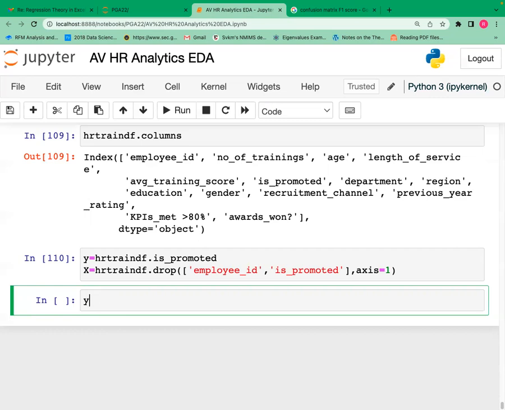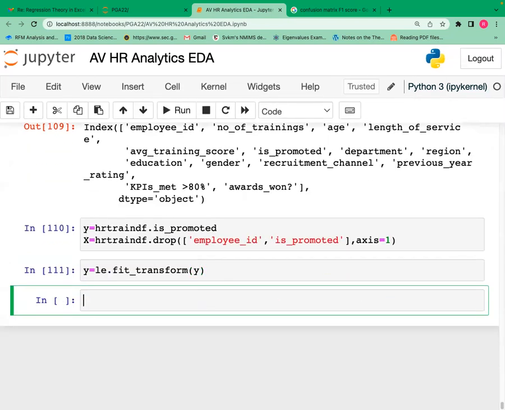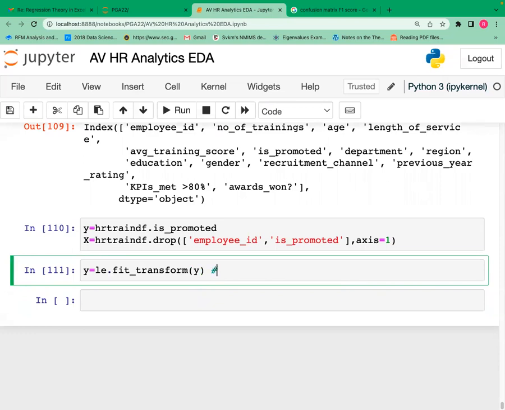So y is equal to le dot fit_transform. We are label encoding y, the dependent variable, because we have not encoded it, right? In the last session, we didn't encode the dependent variable. So we are label encoding the dependent variable.